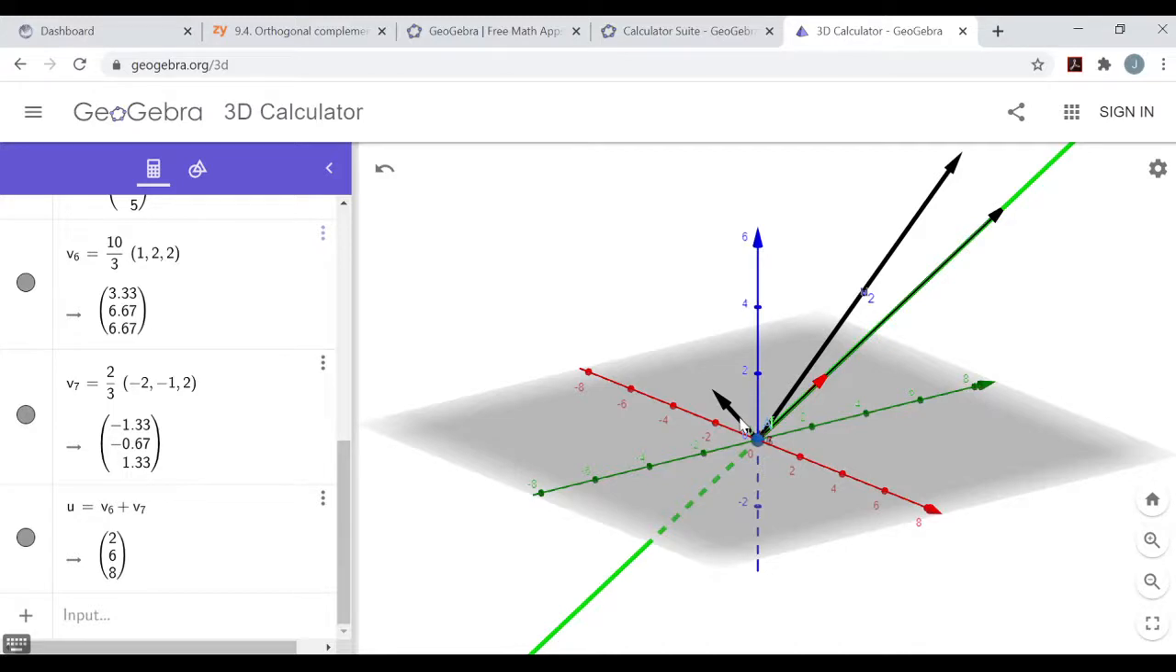I guess you can't really move the vectors around like you could in two dimensions, because there are so many different ways to go. But we can see that 10/3 times 1, 2, 2 plus 2/3 times -2, -1, 2, this projection vector from w plus this vector from the orthogonal complement of w, is the vector 2, 6, 8, as we were hoping for. So there's the orthogonal decomposition of 2, 6, 8, written as the sum of two orthogonal vectors. Great.